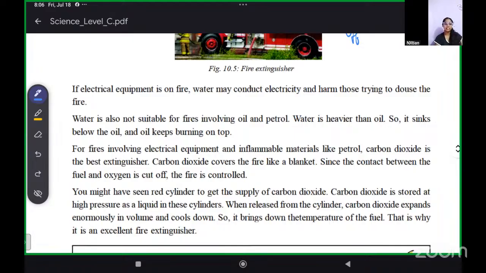Water will carry fire if you put it on a fire caused by oil, or in an area of oil. It just carries it more. The water will carry more fire, and the fire will spread. So when oil, petrol, yes, Hannah.